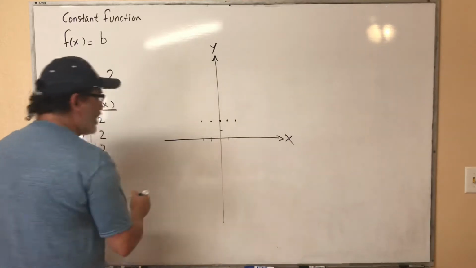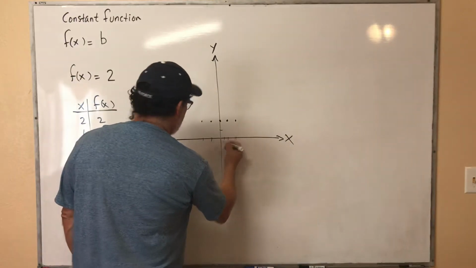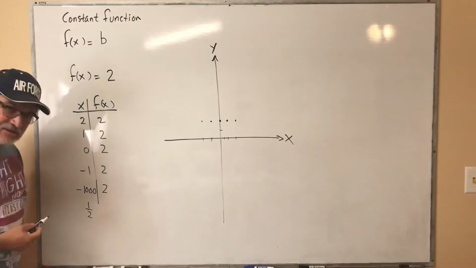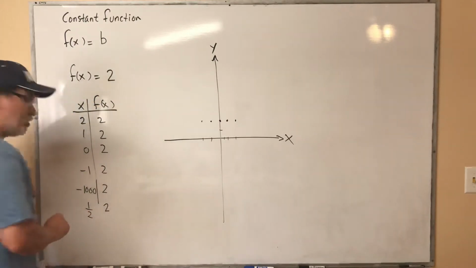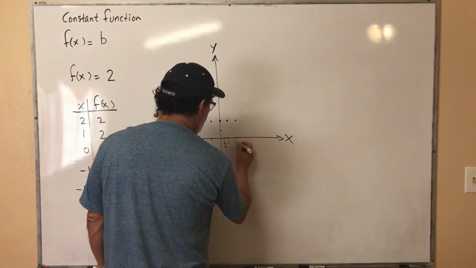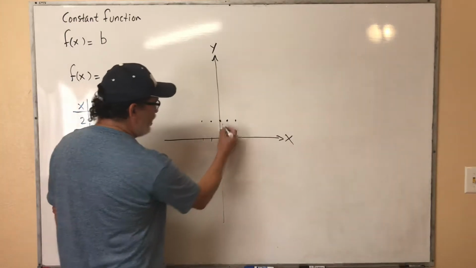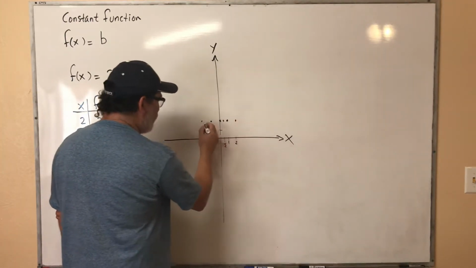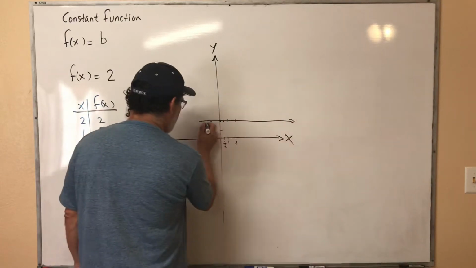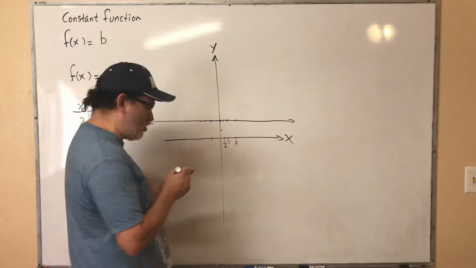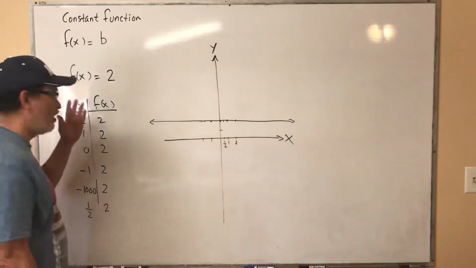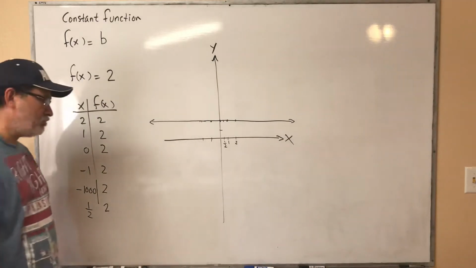What if x equals 1/2? What is f of x? 2. Half. This is 1, this is 2. If x is half, what is it? 2. It's always 2. So that's where you get this line. It's a straight line. And I don't care what anybody thinks, that's a straight line. Constant functions. Okay?